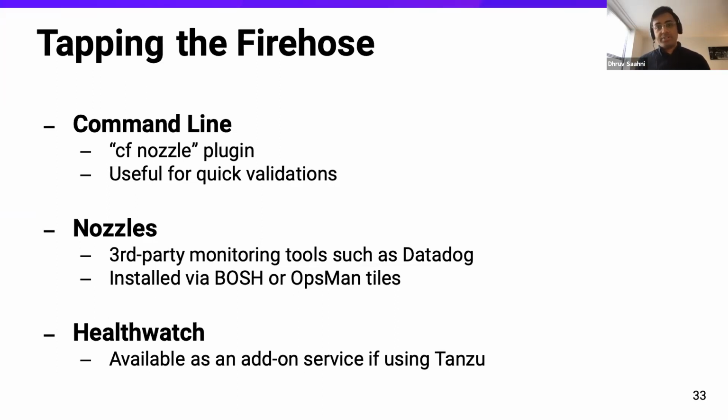The better way would be through a nozzle. A nozzle is essentially just a piece of software that knows how to interact with the Firehose endpoint. There are many third-party nozzles out there. One such nozzle is, of course, the Datadog nozzle. And these can be installed either through BOSH directly if you're using open source Cloud Foundry, or if you're using the VMware or Pivotal flavor of Cloud Foundry, you might have Ops Manager installed, and you can install it through the Opsman tile as well. And then lastly, if you're using VMware Tanzu or Pivotal Cloud Foundry, you have something known as Healthwatch, an add-on service available to you. It's essentially a UI that displays these metrics.